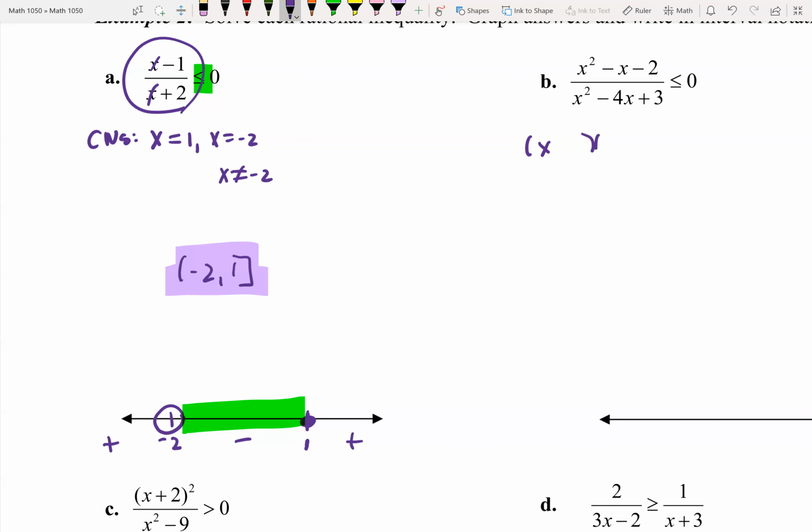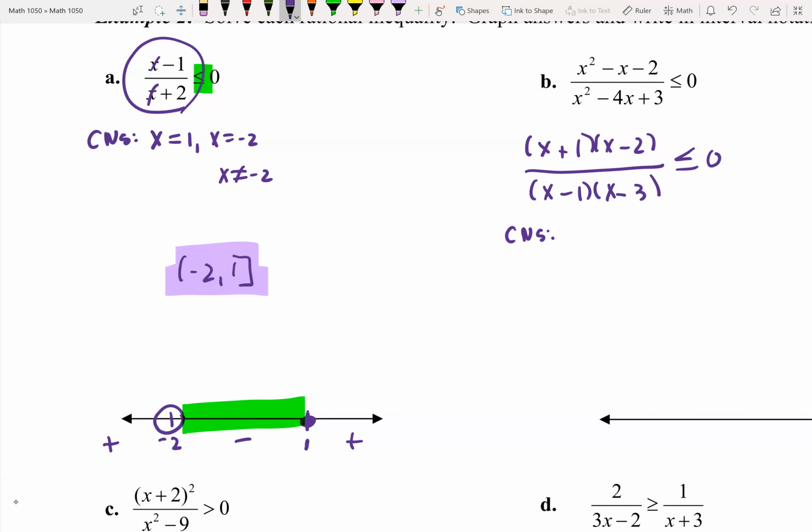So I'm going to factor the top, so it goes to an x and an x. The 2 goes to a 2 and a 1. Signs are different because it's the negative. Factor the bottom, it goes to x and x. Signs are the same, they're both negative. 3 and 1 multiply to give me 3 and add to give me 4, and I have less than or equal to 0.